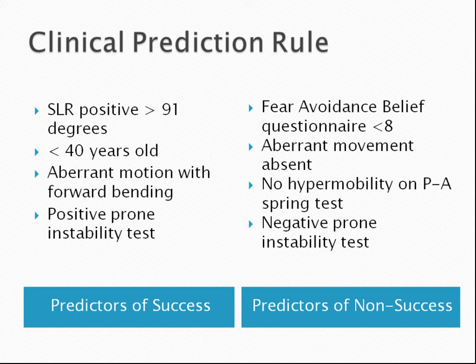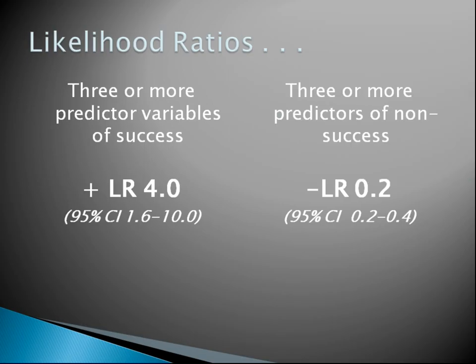And the predictors of non-success were a fear avoidance belief questionnaire score less than 8, aberrant movement was absent, no hypermobility on P to A spring testing, and a negative prone instability test. The likelihood ratios were that for 3 or more predictor variables of success, the positive likelihood ratio was 4. And for 3 or more predictors of non-success, the negative likelihood ratio was 0.2.